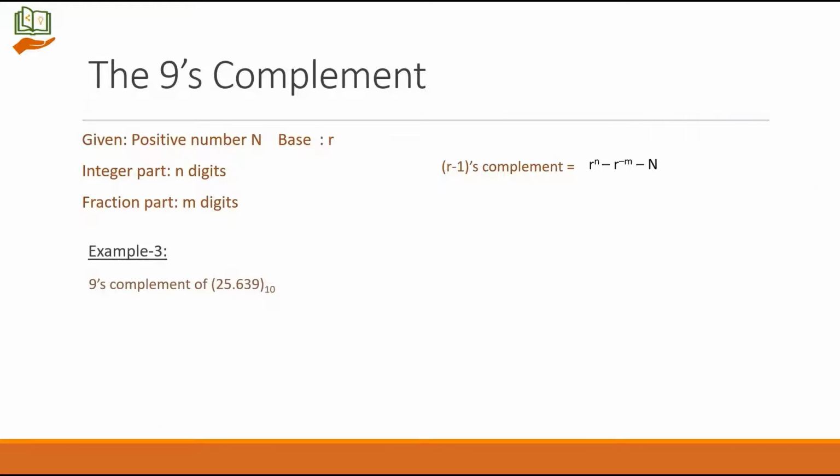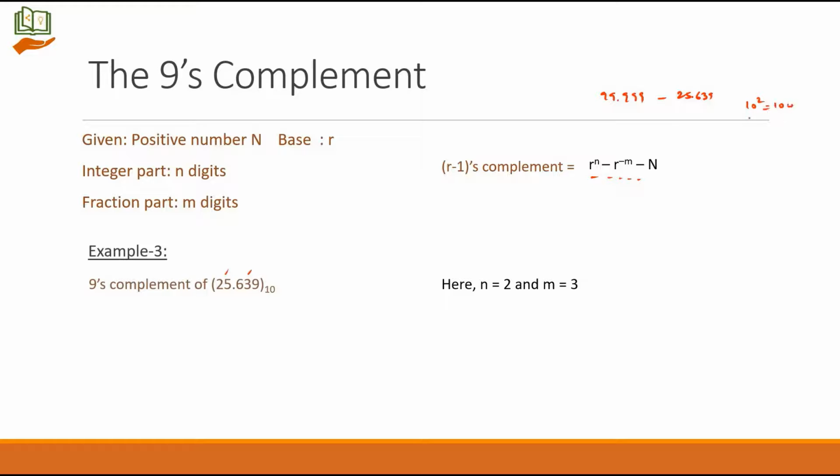Now what about the example which involves both the integer as well as fractional part? Without even going by this particular format, we should say we have to subtract 25.639 from 99.999. This will be the idea that you have gained in previous 2 examples. Now let's check that. We have n is equal to 2 for integer and m is equal to 3 for fraction. It is going to be 10 power 2 minus 10 power minus 3.